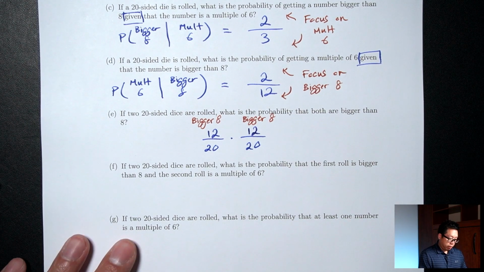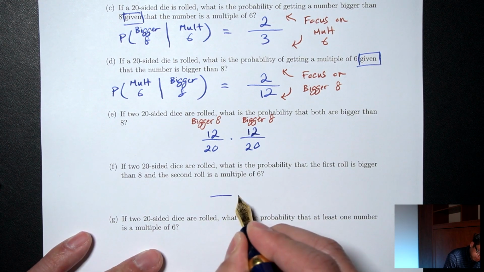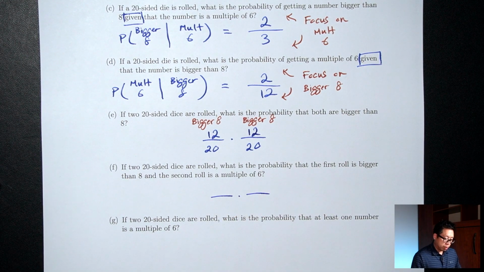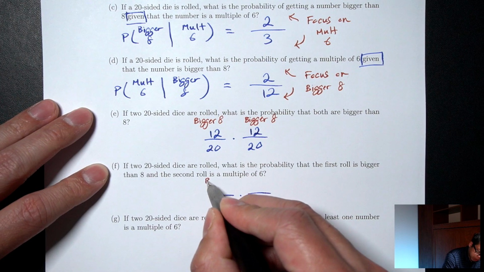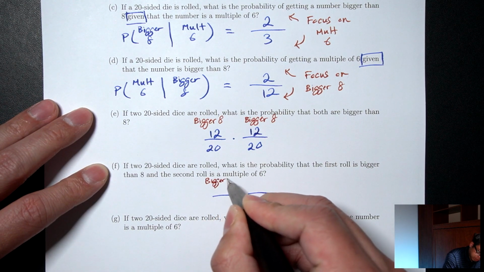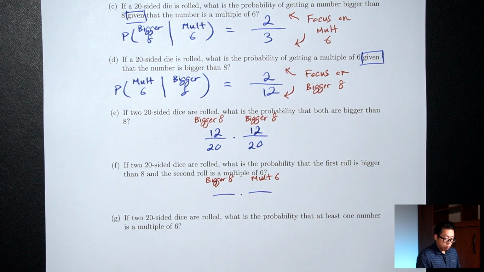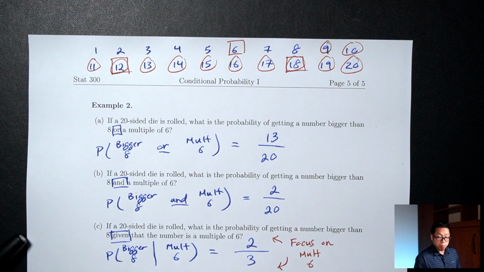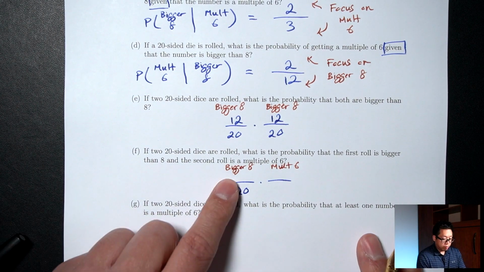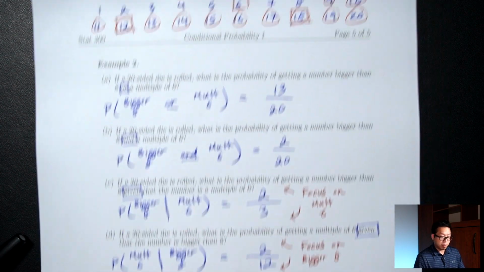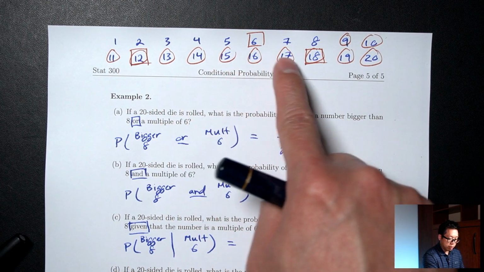Part F, if two 20-sided dice are rolled, so 2 dice, 2 fractions, what's the probability that the first roll is bigger than 8 and the second roll is a multiple of 6? First one, I want to be bigger than 8. Second one, multiple of 6. First fraction, the bottom, how many different numbers can I get total? 20. First fraction up top, how many are bigger than 8? Bigger than 8 are the circles. I think we counted 12. 1, 2, 3, 4, 5, 6, 7, 8, 9, 10, 11, 12.